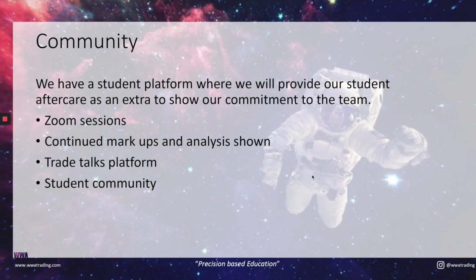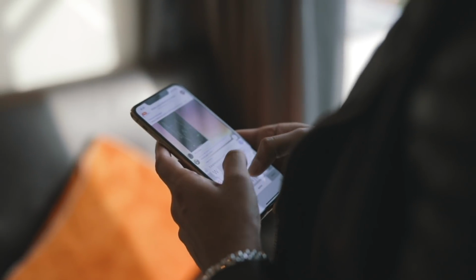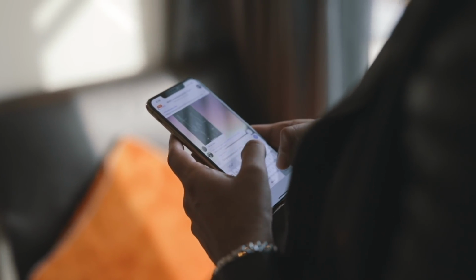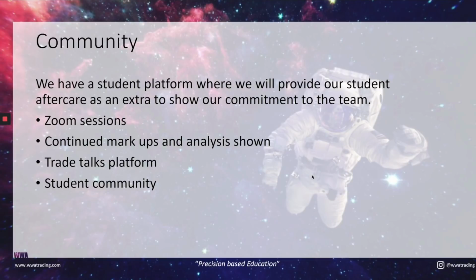After the bootcamp, you'll be introduced into our community, where we have a platform where we like to provide extensive aftercare for our students. There we will host regular Zoom calls and have a platform for you to engage with all of the educators and also engage with all of the current students. And I have to emphasize, having a community of students who all have the same ambitions and goals as you is a very powerful place to be.